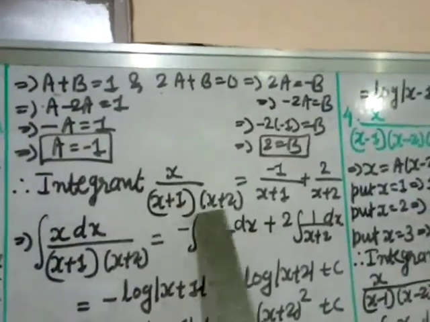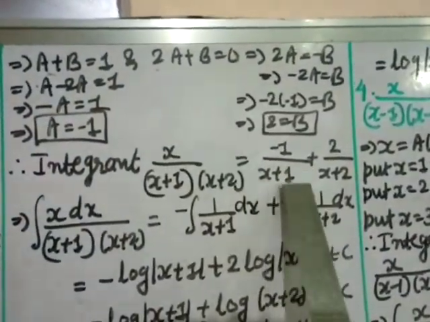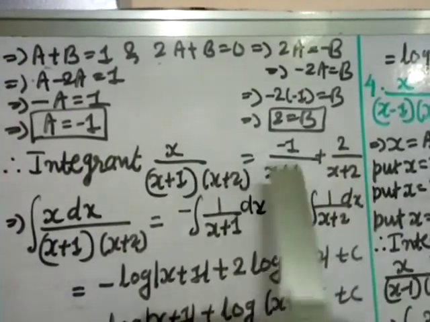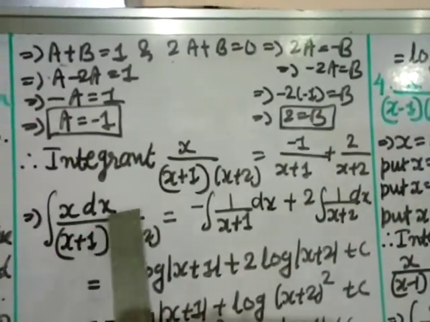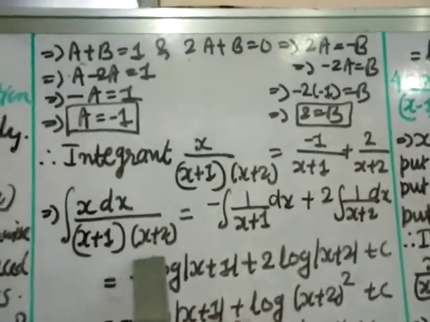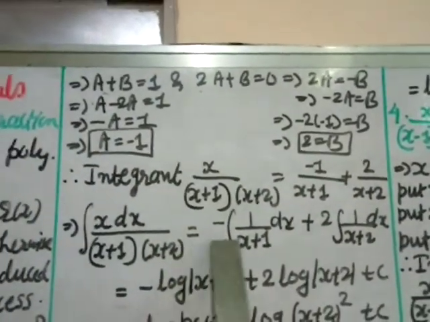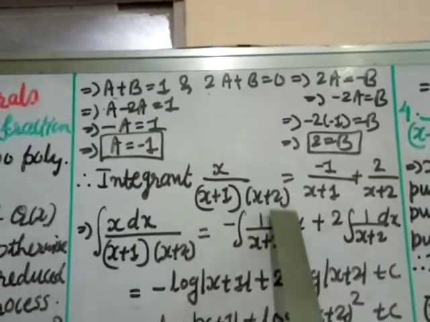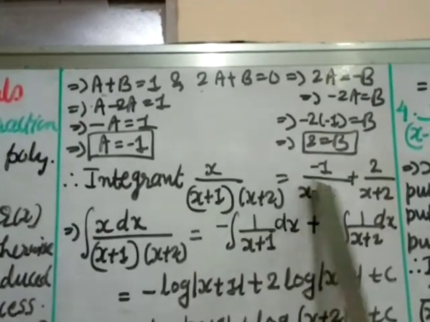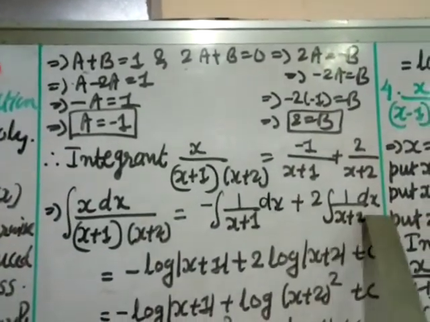So we can write here x divided by (x plus 1)(x plus 2) equal to minus 1 by x plus 1 plus 2 by x plus 2. Now integrate both the sides. So integral of x dx divided by (x plus 1)(x plus 2) equal to minus integral dx divided by x plus 1 plus 2 out of the integral 1 divided by x plus 2 dx.